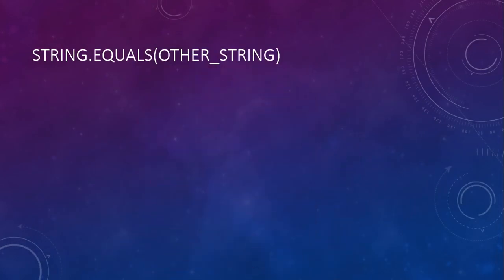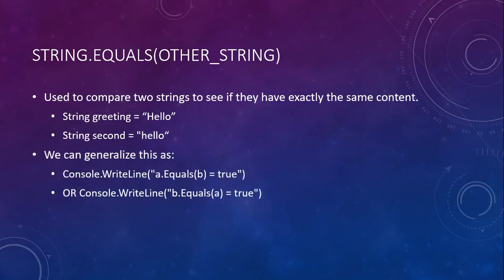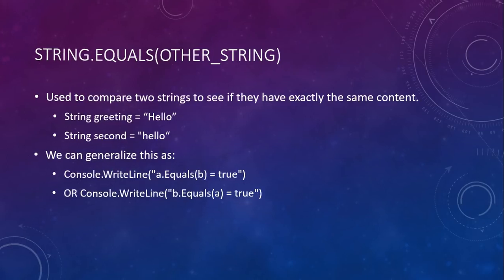So let's look at string.Equals(otherString). This is how you test to see if two strings are equal, pretty much if they have the exact same content. So here I have string greeting equals "Hello" and string second equals "hello". Obviously, we can see right away that these two strings are different because one has an uppercase and one has a lowercase. So we can write Console.WriteLine(a.Equals(b)) or Console.WriteLine(b.Equals(a)). What that does is tell us whether or not they're equal. It would return true or false. True meaning that they're equal, false meaning they're not.